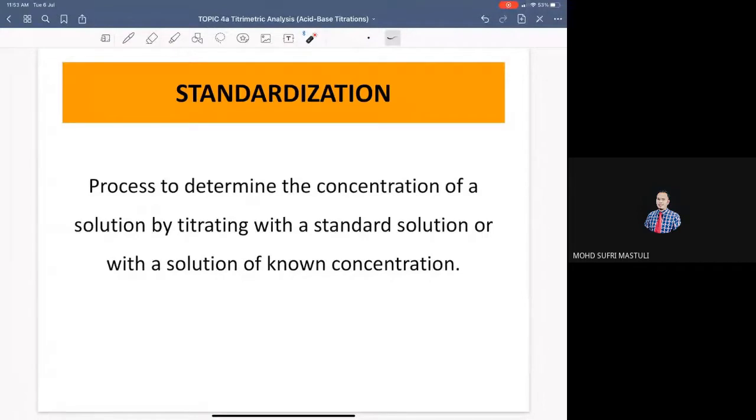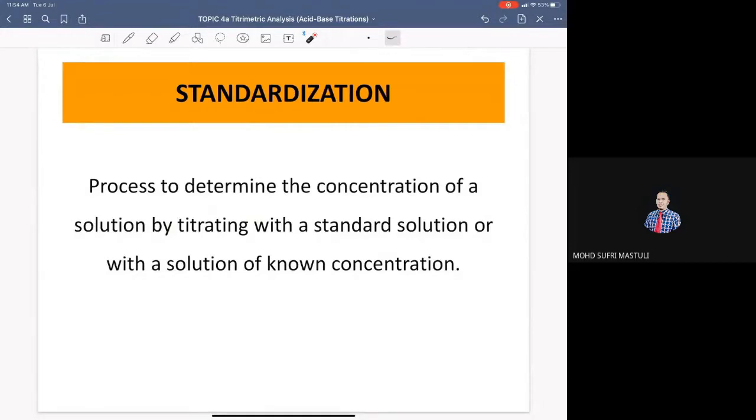Standardization is a process to determine the concentration of solution. By what? By titration. What we want to do in the titration is to titrate with a standard solution, or a solution of known concentration. Again, with standardization we determine the concentration of a solution by titrating with a standard solution, or a solution of known concentration.